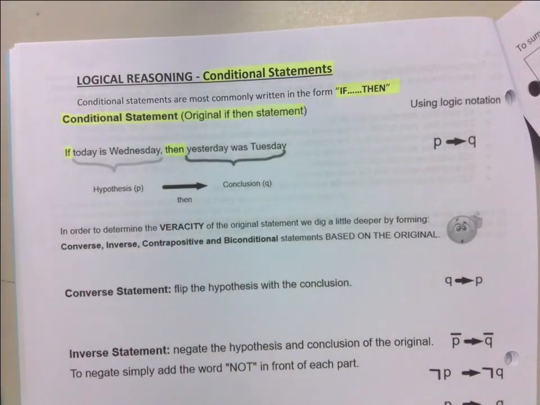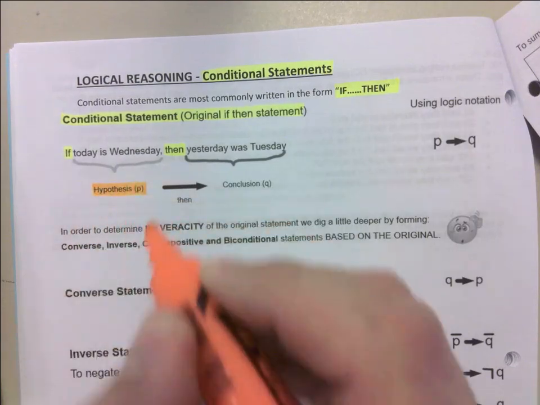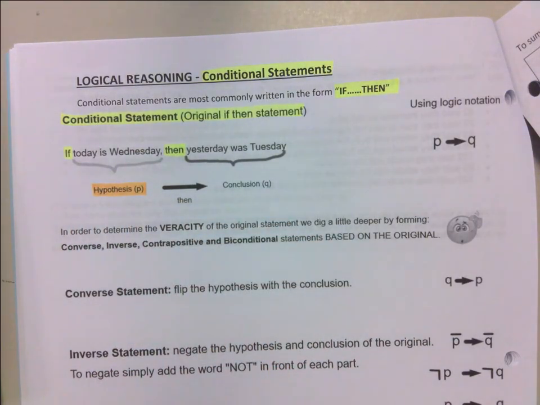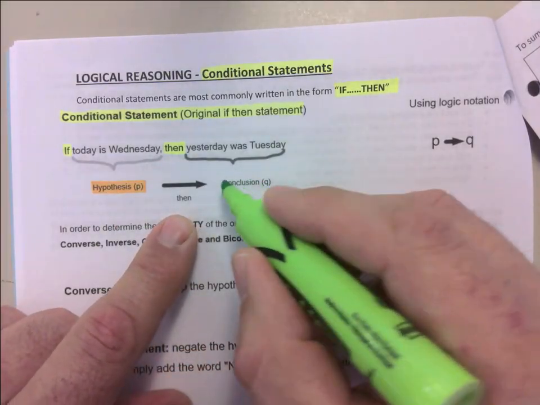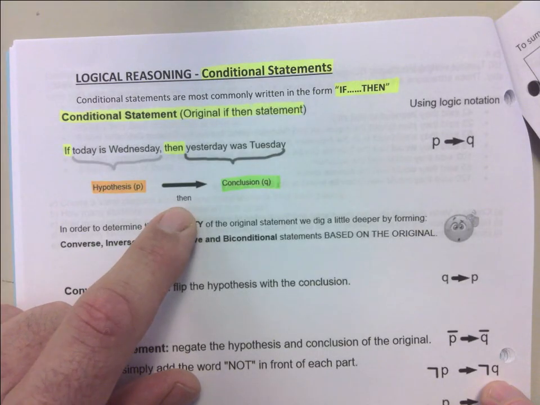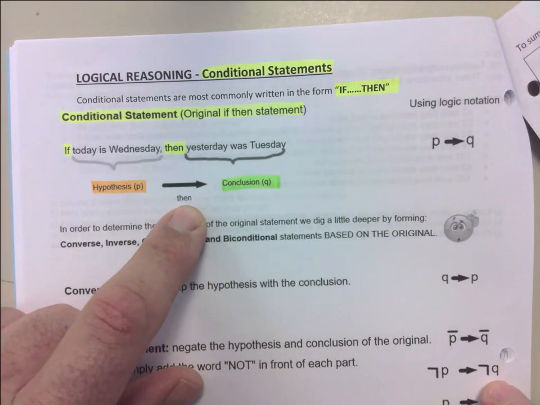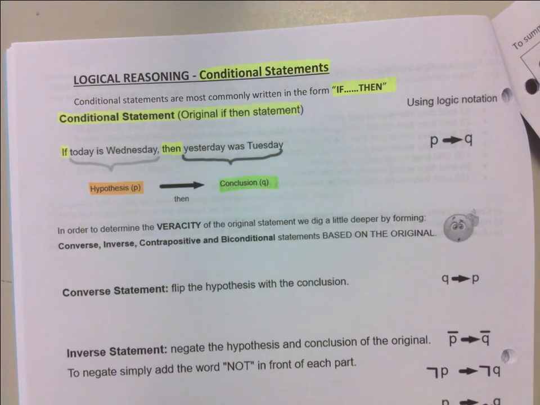Whatever follows the if is what we call the hypothesis, and the letter P is given to it. Okay? That's just universal. Whatever follows the then is what we call the conclusion. Okay? The arrow is then. That's what we know as then. Okay? So, this is what I, for now, want you to remember.